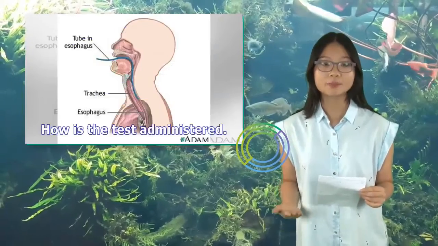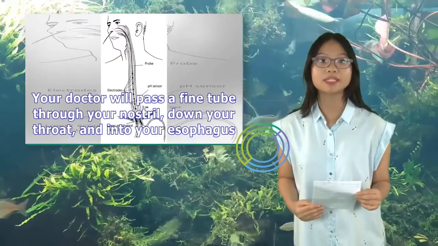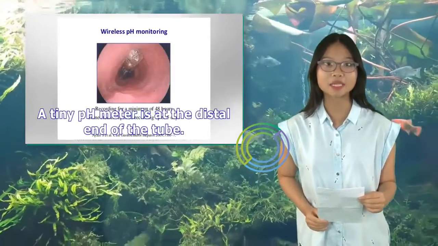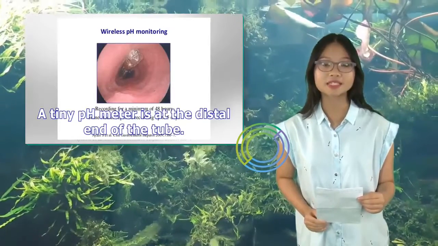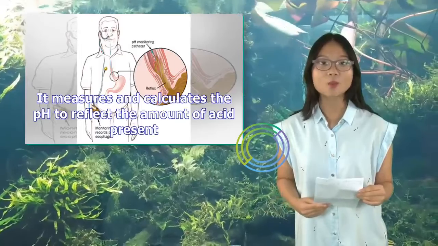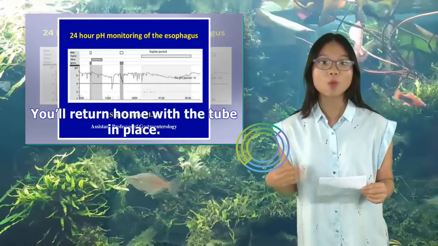How is the test administered? Your doctor will pass a fine tube through your nostril, down your throat, and into your esophagus. A tiny pH meter is at the distal end of the tube. It measures and calculates the pH to reflect the amount of acid present. You'll return home with the tube in place.